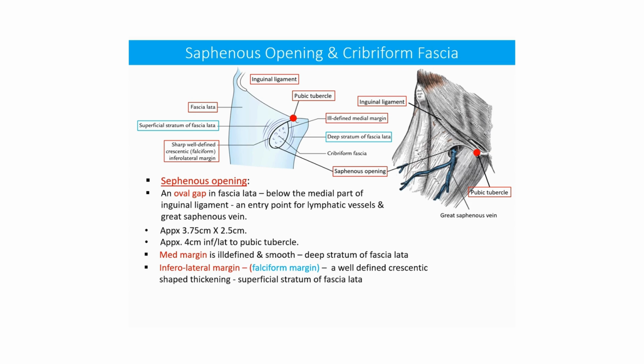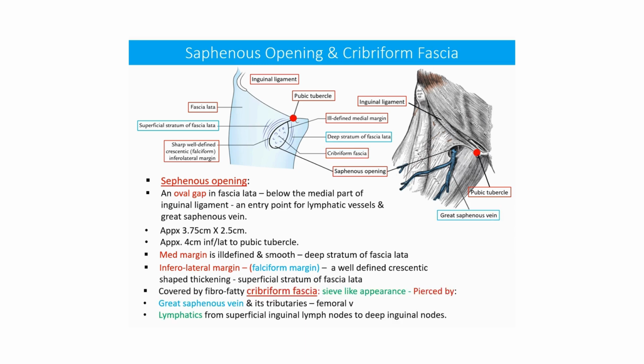On the other hand, its inferolateral margin, which is also named as falciform margin, is a well-defined crescentic shape thickening in the superficial lamina of the fascia lata. It is covered by fibrofatty tissue, which is named as cribriform fascia.